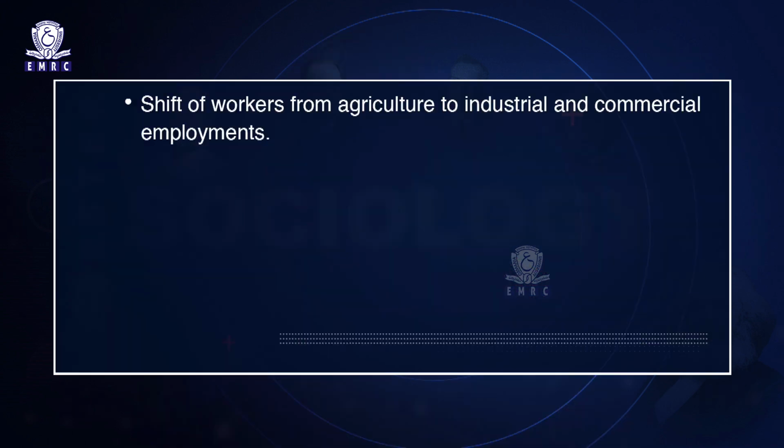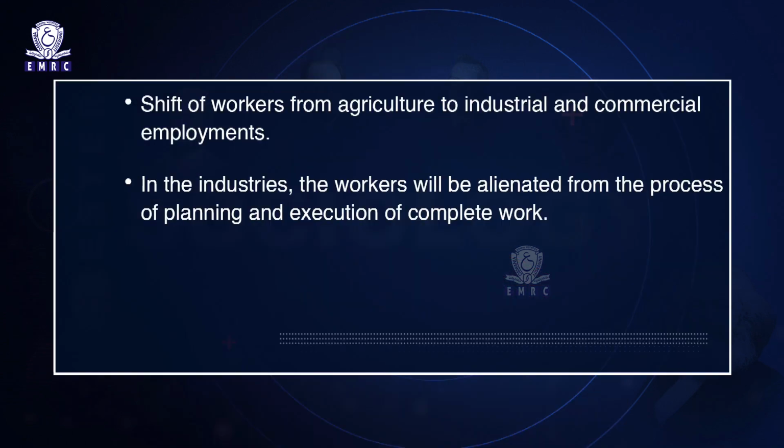According to Morey, there are three processes of occupational changes. They are shift of workers from agriculture to industrial and commercial employments. People are motivated to relocate themselves to the industrial sector due to higher wages. In the industries, the workers will be alienated from the process of planning and execution of complete work. The work is subdivided into smaller units with increase in skills. Due to complex division of labor, the people with higher skills and experience get more benefited.